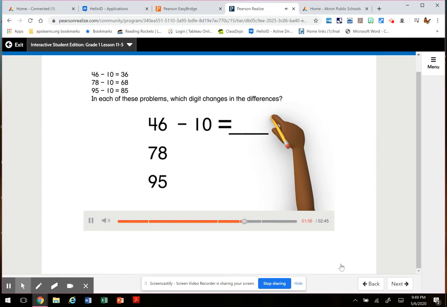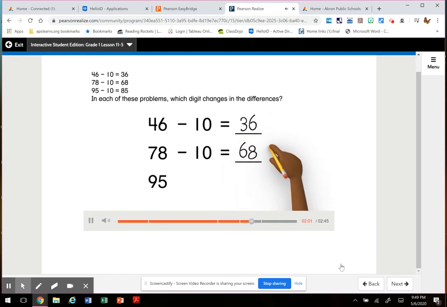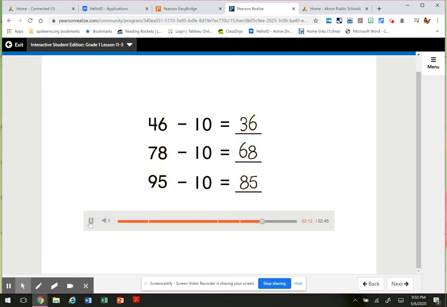46 minus 10 equals 36. 78 minus 10 equals 68. 95 minus 10 equals 85. In each of these problems, which digit changes in the differences? The digit in the tens column decreases by 1. The tens digit decreases by 1. The ones digit stays the same. Why is that?